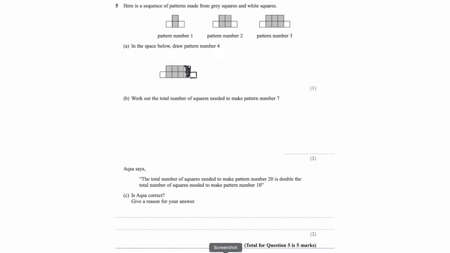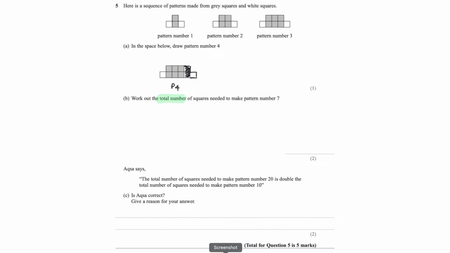Now work out the total number of squares needed to make pattern 7. Now I probably should call this P4. And notice what they said: total number of squares. This information is really important. So I need to know the total number of squares that I've got going in the first place.